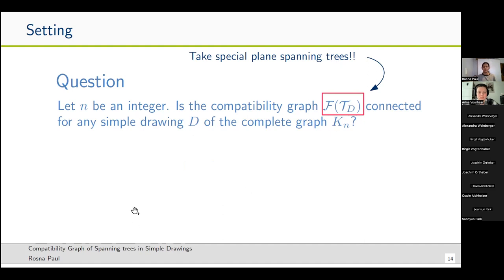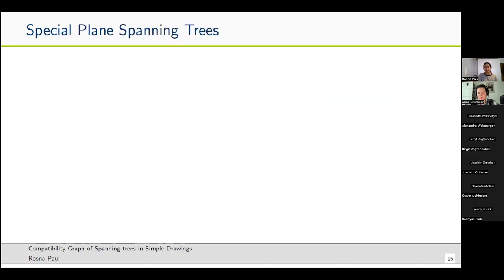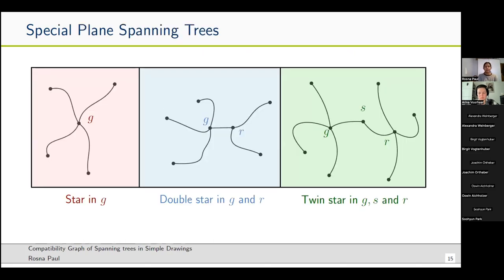So to be clear, I am taking a drawing, which is a simple drawing, with no restrictions on the drawing. So we are not taking any monotone drawings or strongly c-monotone drawings. So here we are just taking any simple drawing. But instead of considering the whole compatibility graph, we are only taking a subgraph of the compatibility graph, and we are checking whether this subgraph is connected or not. So for that case, we are considering three types of plane spanning trees. One is the star, which I already defined in the beginning.